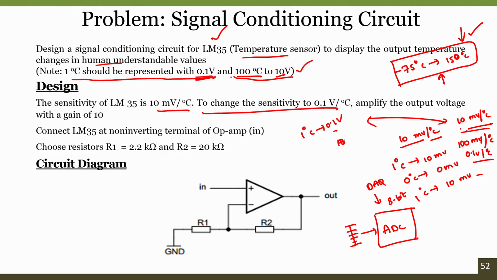Now, how do we design a signal conditioning circuit to have a gain of 10? One thing we have to understand is what kind of output the temperature sensor is giving. It is directly voltage. Since it is an output voltage, we do not have to think about conversion of a resistance to voltage. We can directly use it.